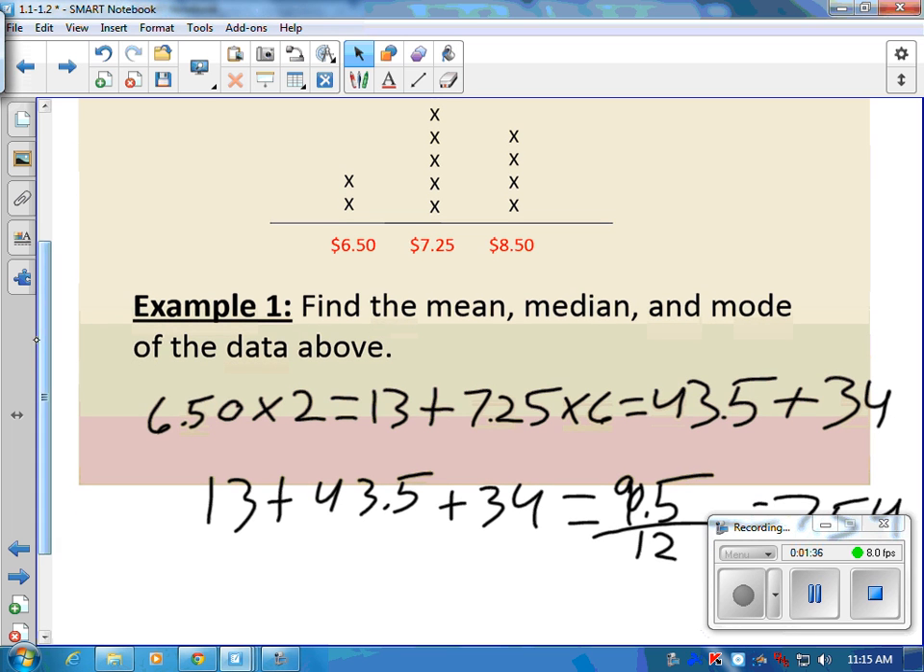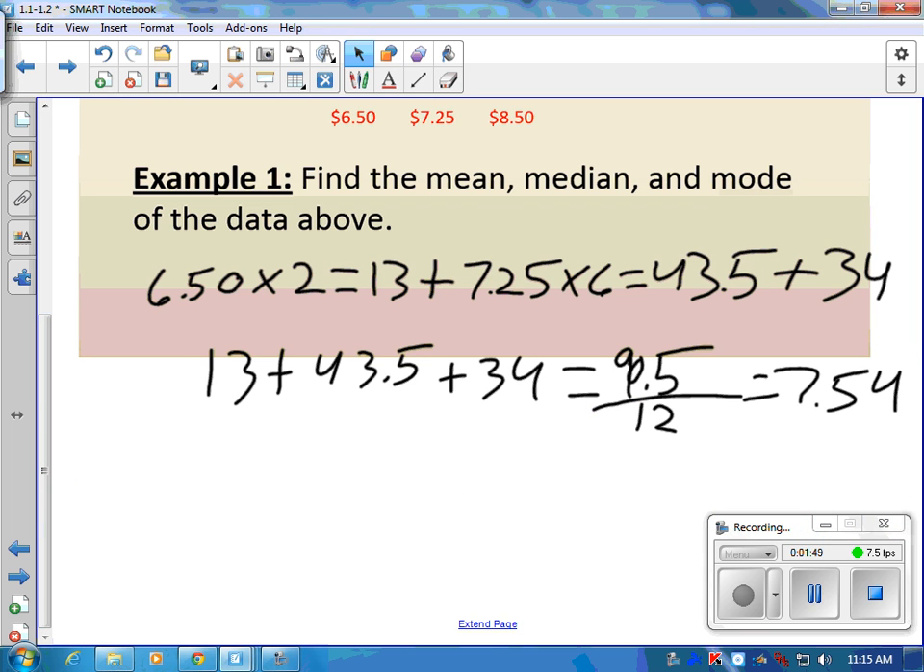So we have to take 2 times 6.5 because that happens twice. We have to take 6 times 7.25 and 4 times 8.5. Then we add all of those values up, and Greg got 90.5. And then we divide that by 12 because there's 12 total theaters that we looked at for this problem.